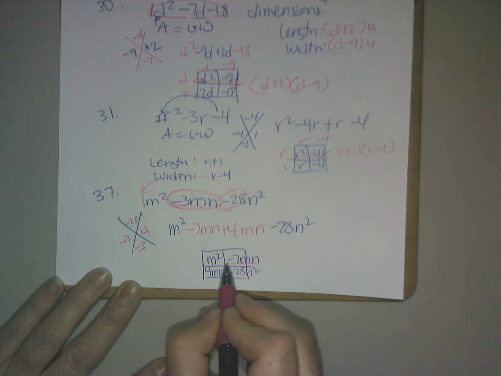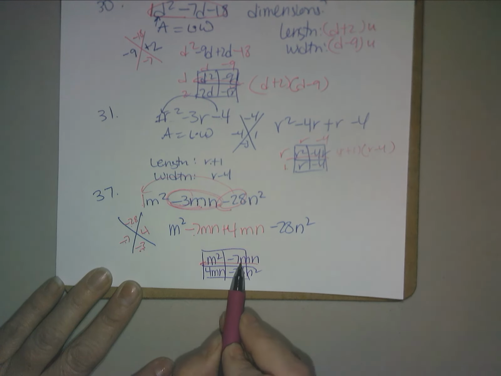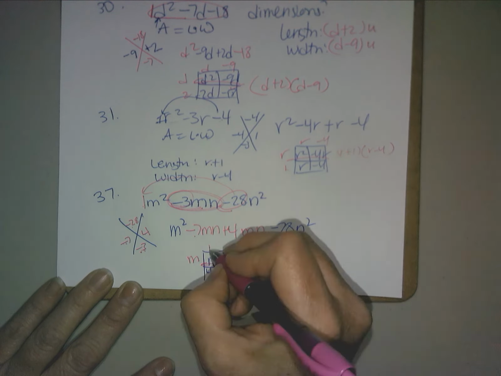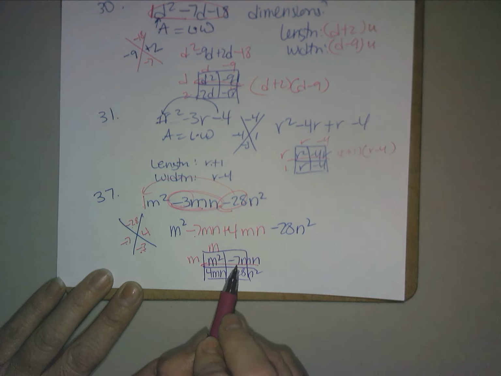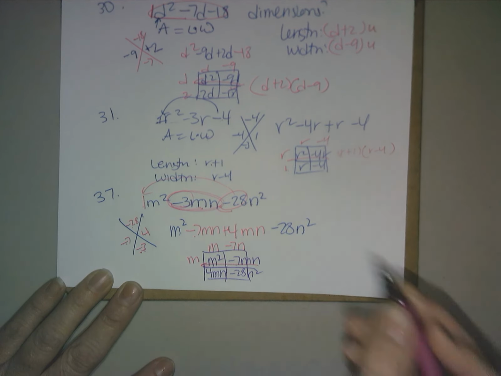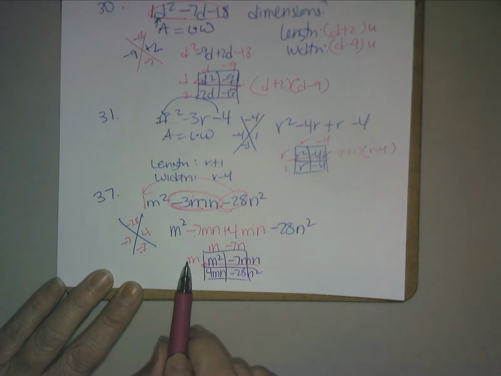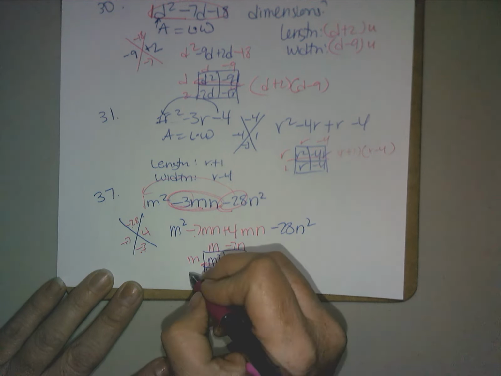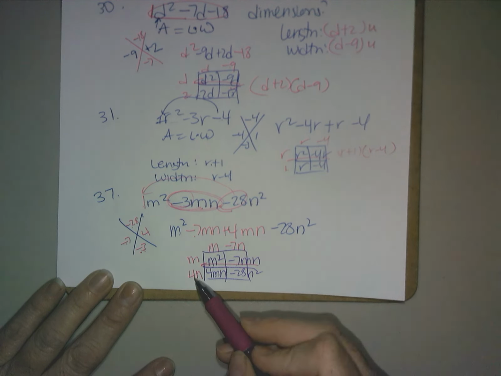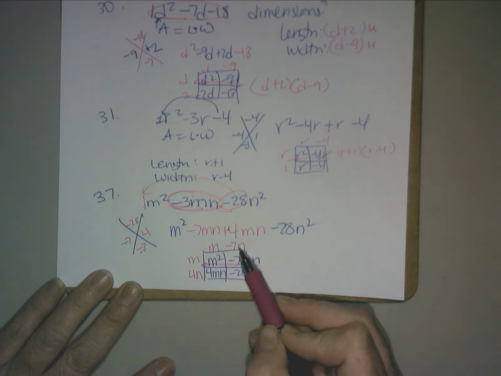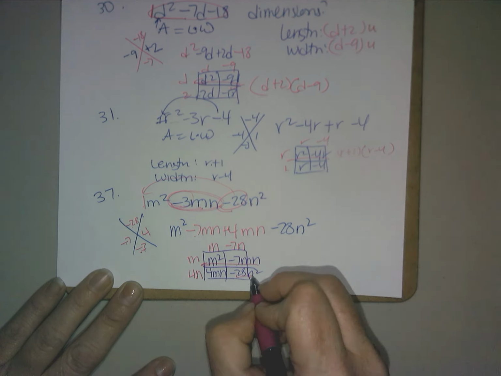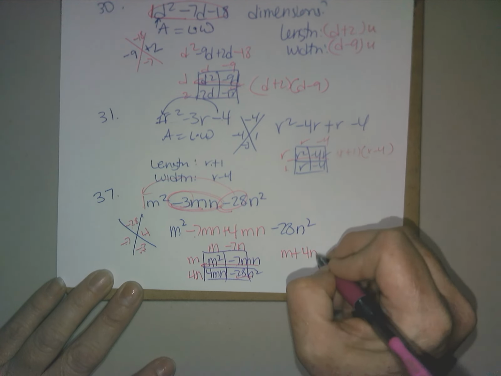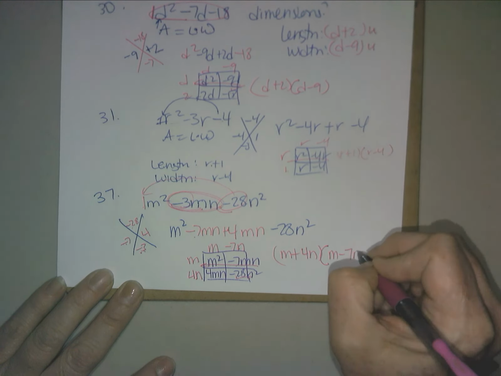So I take the GCF of the top line. What m squared and negative 7mn have in common is an m. And then I say, what times m is m squared? M. What times m is negative 7mn? And I'd say negative 7n, because negative 7n times m is negative 7mn. What times m is 4mn? And that would be 4n. And then I say, does 4n times negative 7n equal negative 28n squared? Yes. So I have m plus 4n times m minus 7n.